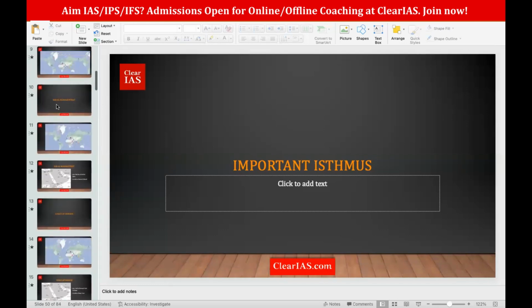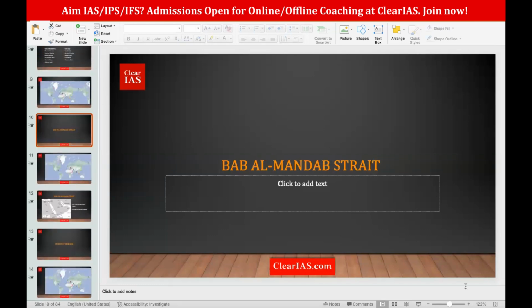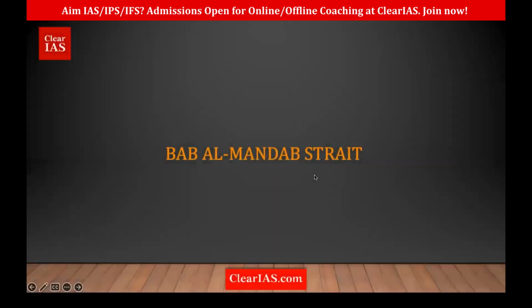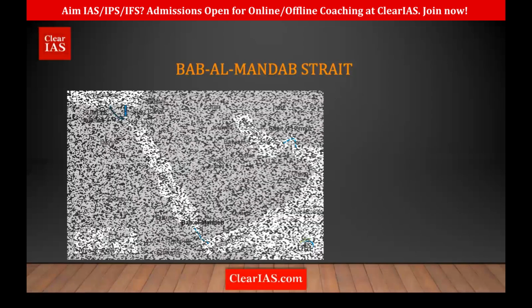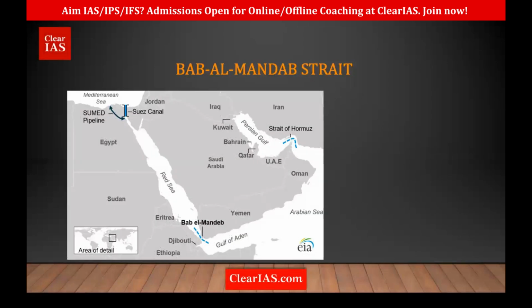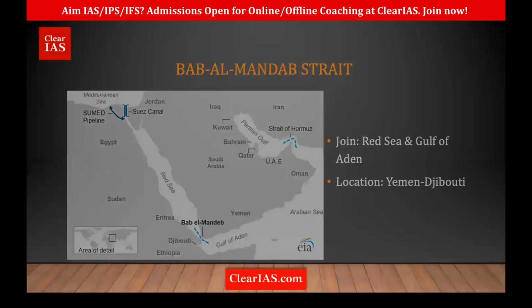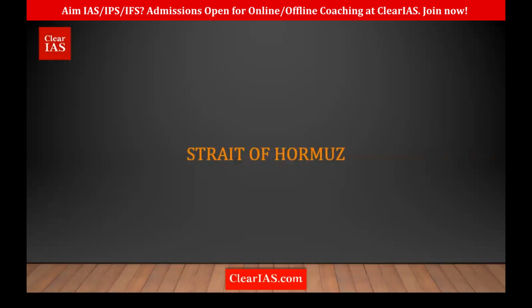Okay, let's start here. We have the Bab el-Mandeb Strait. Where is it? It connects the Red Sea and the Gulf of Aden, and it is around West Asia. On one side we have Yemen, and on the other side we have Ethiopia and Djibouti. So it connects the Asian and African continents, and it is very important in terms of trade or sea lines of communication.